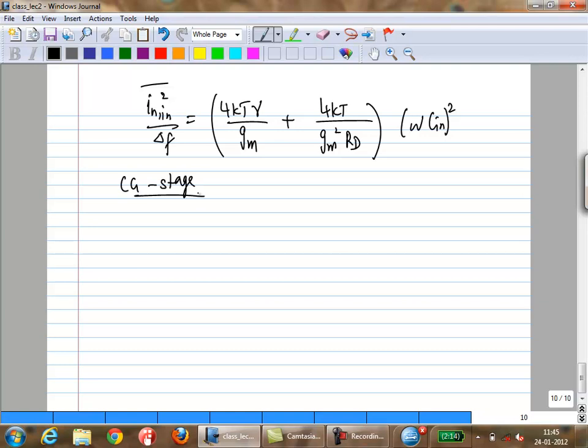How about the common gate stage? What do you expect for the common gate stage? For the Vn squared, In squared. First of all, will it have an In squared? No, the common gate will not. Why not? So will the common gate have an In squared? It will, right? Because for the common source we didn't have it because input impedance was infinite. In this case it's very low, so you would actually expect a higher In squared. Correct? Okay.